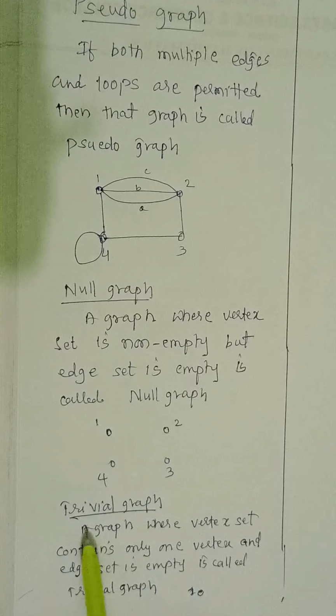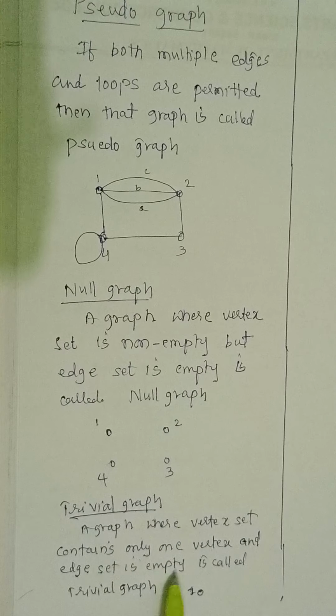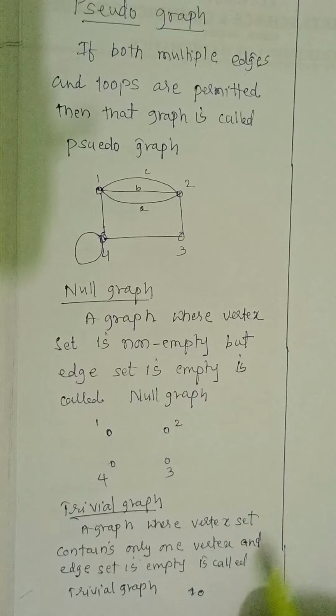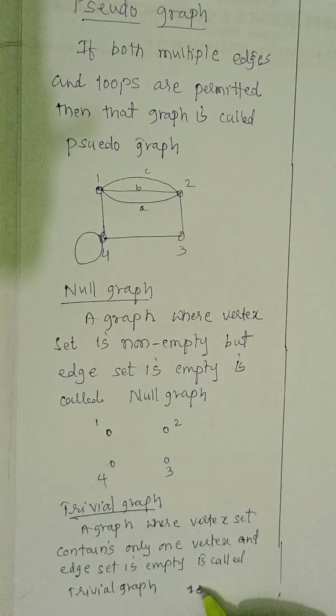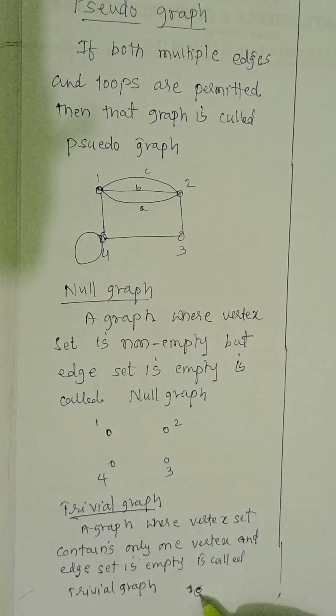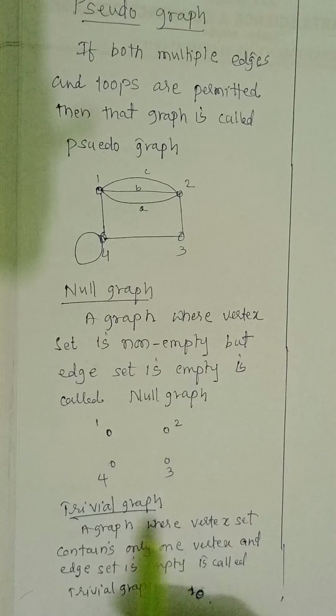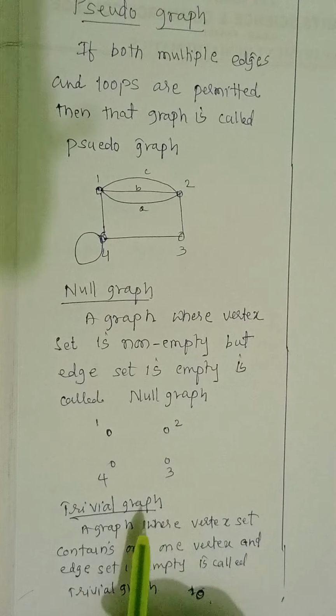Next definition is trivial graph. A graph where the vertex set contains only one vertex and the edge set is empty is called a trivial graph. So trivial graph means only one vertex and no edge. The edge set is empty. So such a graph is called a trivial graph.